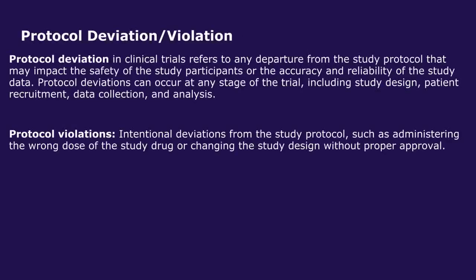Protocol deviation and violation. Protocol deviation in clinical trials refers to any departure from the study protocol that may impact the safety of the study participants or the accuracy and reliability of the study data. Protocol deviations can occur at any stage of the trial, including study design, patient recruitment, data collection, and analysis. Protocol violations are intentional deviations from the study protocol, such as administering the wrong dose of the study drug or changing the study design without proper approval.